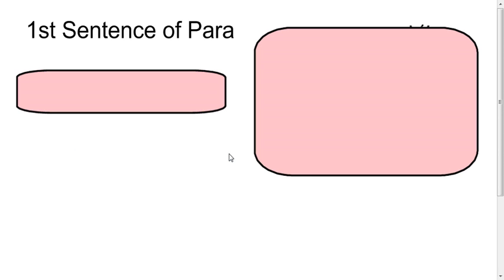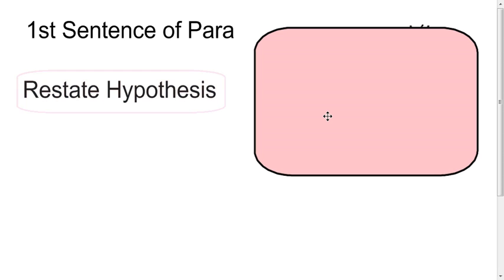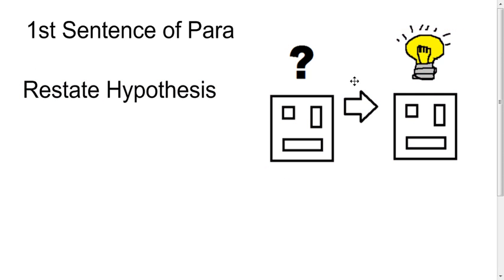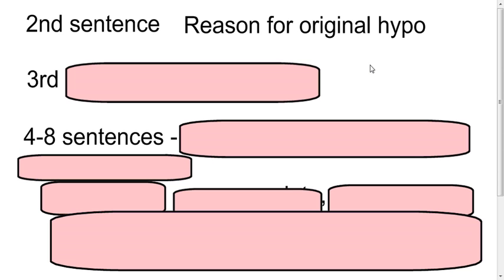Now, I'm going to break this down by sentence and then just give you what the content of the sentences are. The first sentence basically is you're going to restate what you thought the answer to your question was, what you thought the hypothesis was. The second sentence has to deal with what your original reason was for your hypothesis.